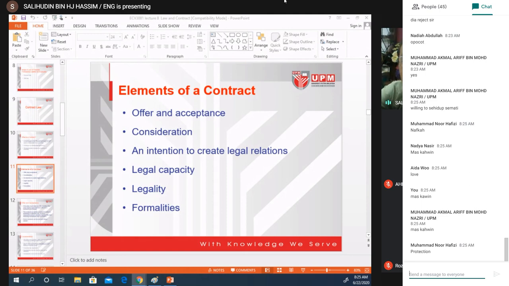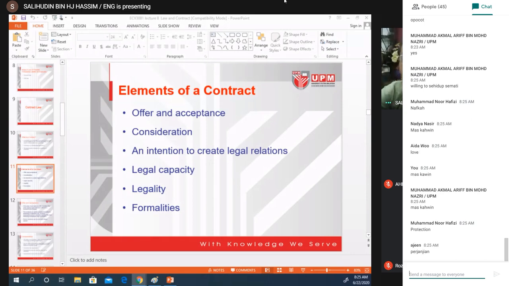Nur Hafizi got one, to protect. And Nur, both said it: he can marry, he provides nafkah and protection. Okay. The answer is to provide and to protect. To provide and to protect.